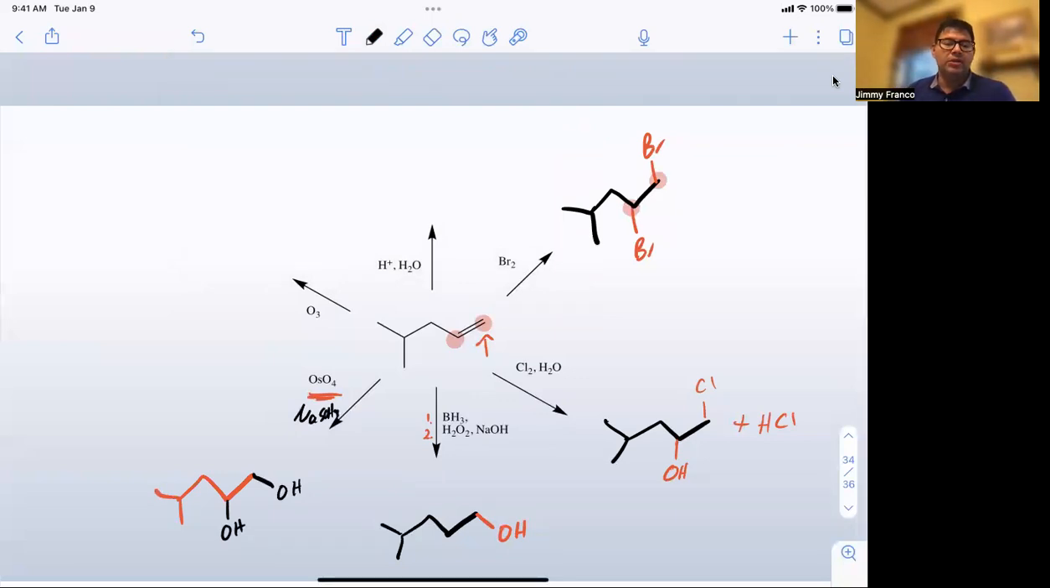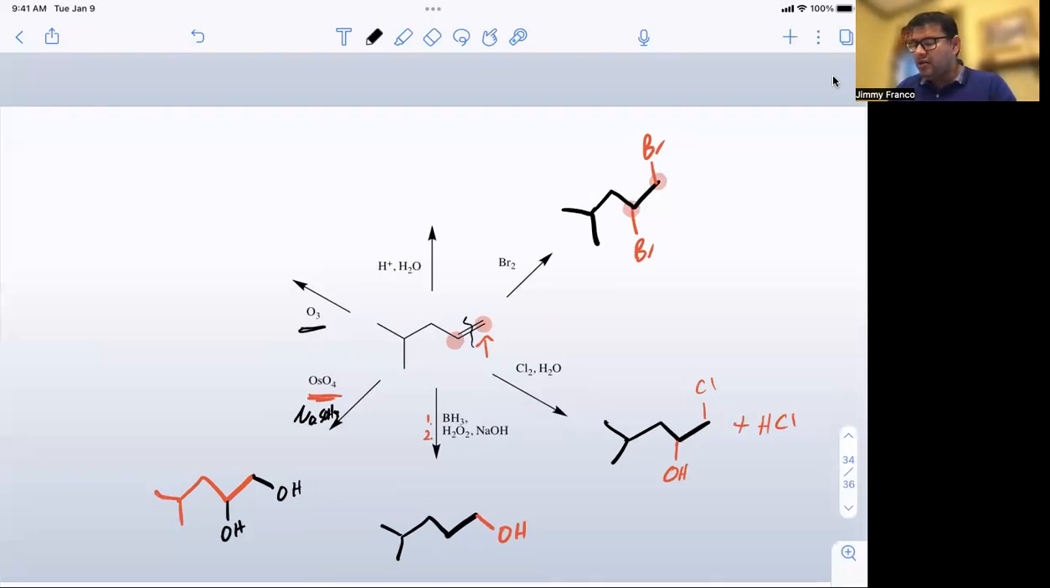All right, so when we see osmium, we should always think that we're going to add those alcohols. The next one, ozone. All right, we're going to cut that double bond. So we'll cut the double bond, and we're going to split it into two molecules. All right, so we'll have our two molecules there.